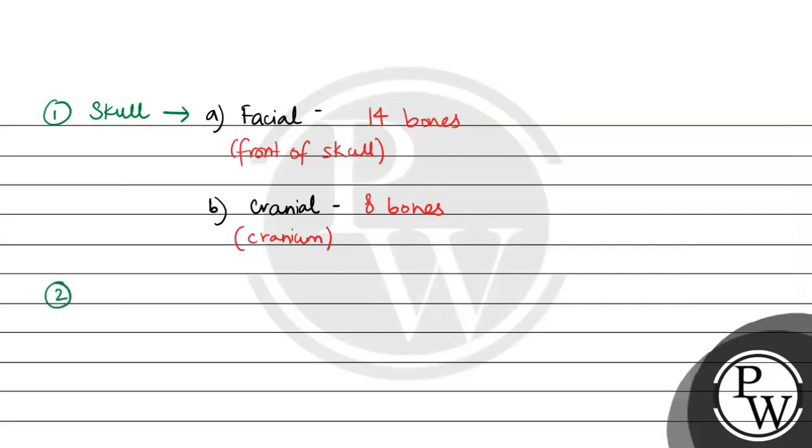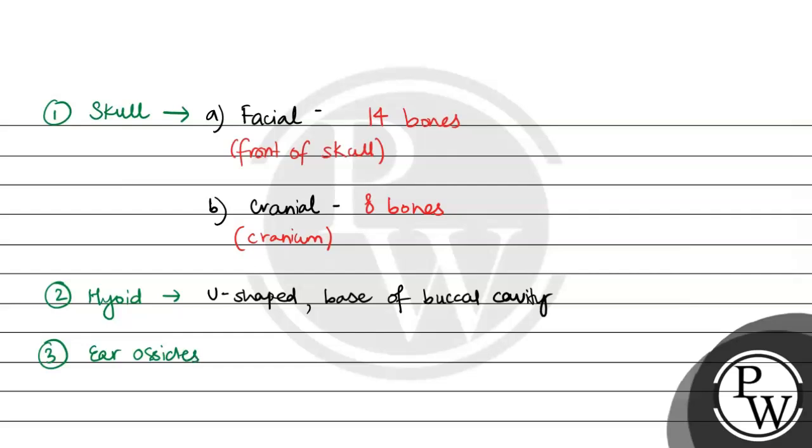Second is the hyoid bone. Hyoid bone is a single U-shaped bone which is present in the base of the buccal cavity. And third होते हैं ear ossicles. Ear ossicles are present in 3 pairs. Namely malleus, incus and stapes.